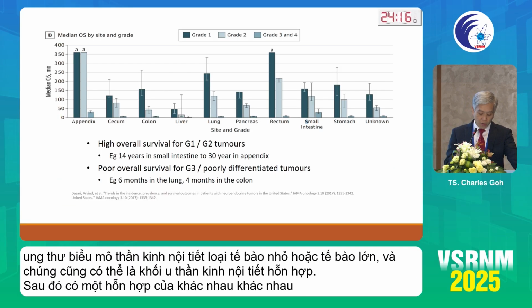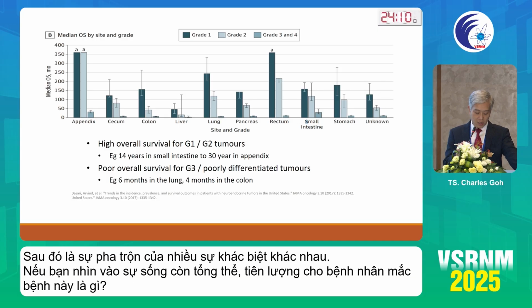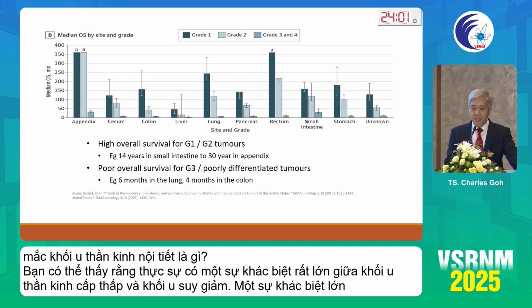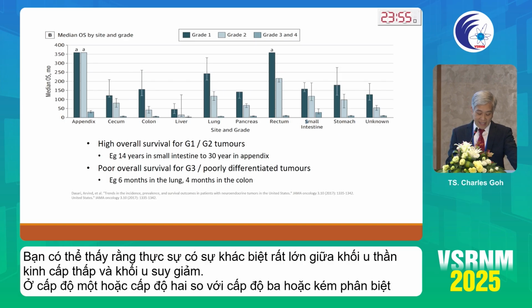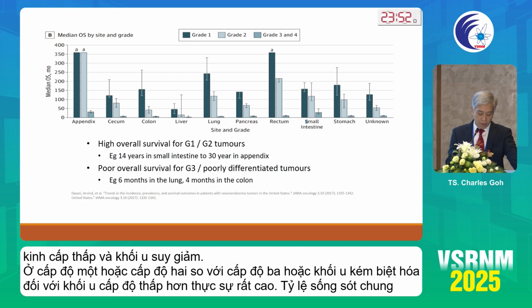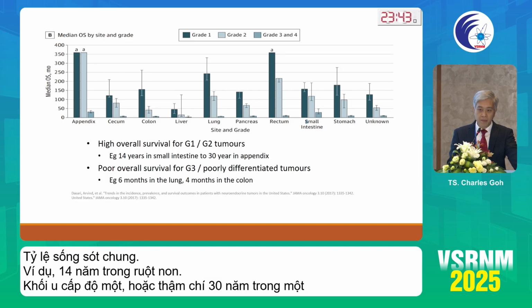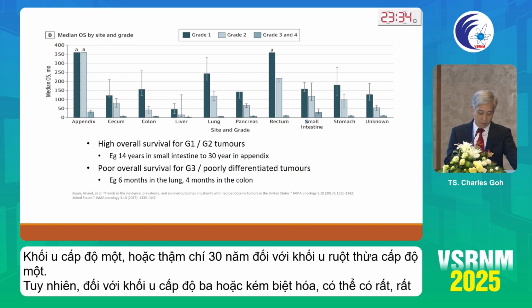If we look at the overall survival, what is the prognosis for patients with neuroendocrine neoplasms, we can see that there's actually a very large difference between a low-grade neuroendocrine neoplasm at grade 1 or grade 2 versus the grade 3 or poorly differentiated tumors. For lower-grade tumors, there's actually very high overall survival. For example, 14 years in a small intestine grade 1 neoplasm, or even 30 years in a grade 1 appendiceal neoplasm.